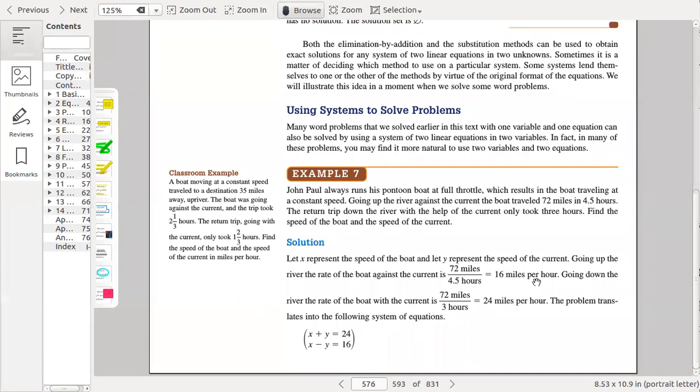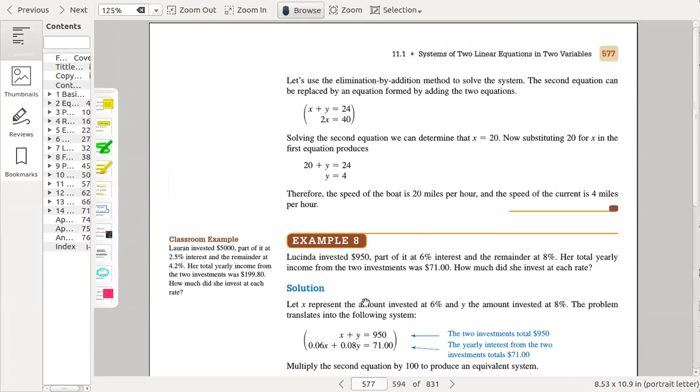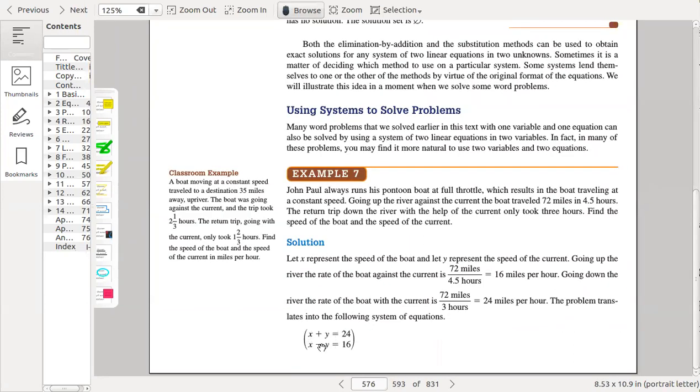So 16 miles per hour is actually the speed or velocity going down the river. The rate of the boat with the current is 72 miles over 3, equal to 24 miles per hour, is again the speed. The problem translates into the following system of equations: x plus y is equal to 24 and x minus y is equal to 16.